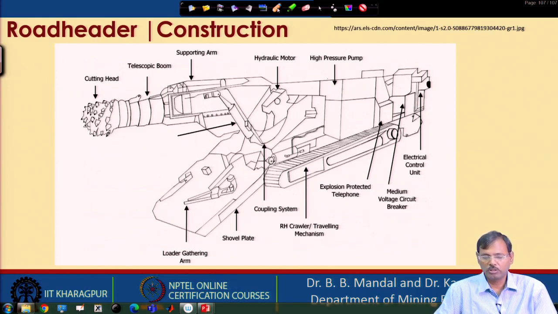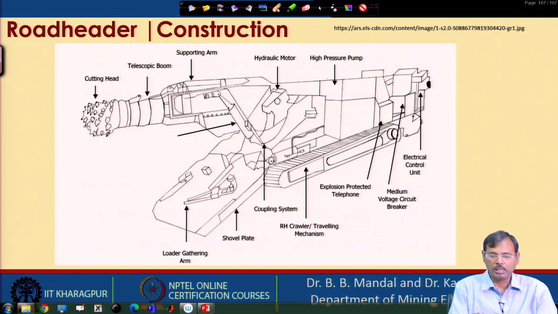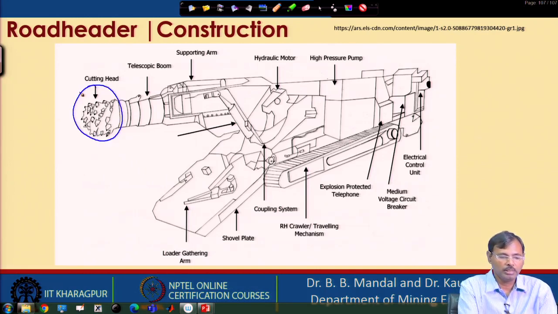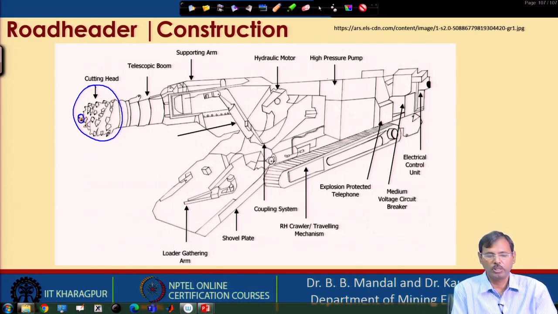Now, let us look into the different parts of the machine. The road header commonly has a cutter head. The cutter heads are equipped with point attack tools. The point attack tools equipped in the cutter head form an array, and the pick lacing is made in such a way that it is suitable for cutting, following the cutting angles and rake angles, so that the best production can be achieved.